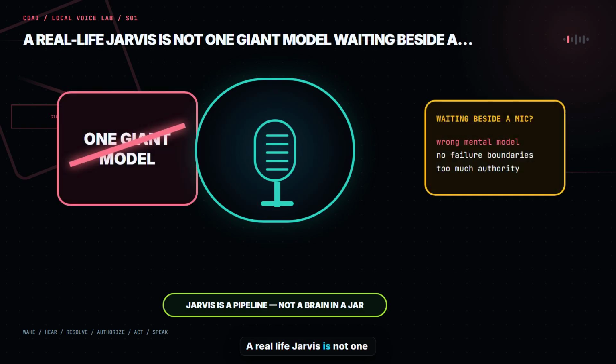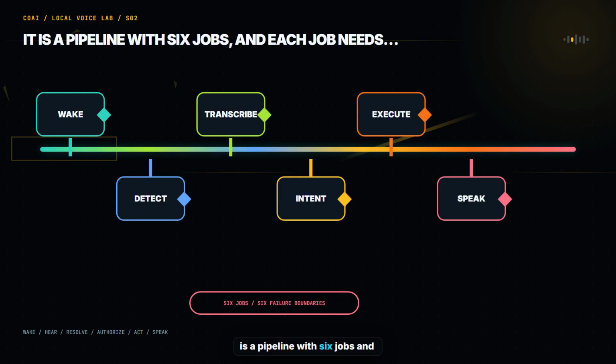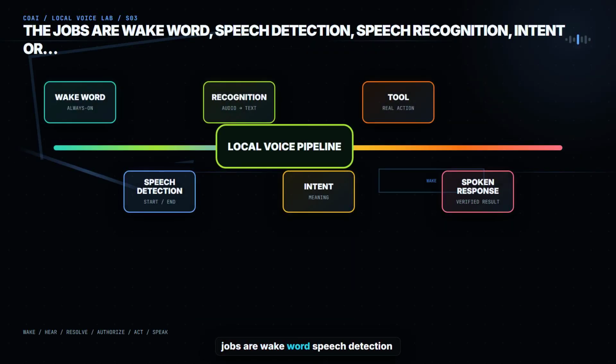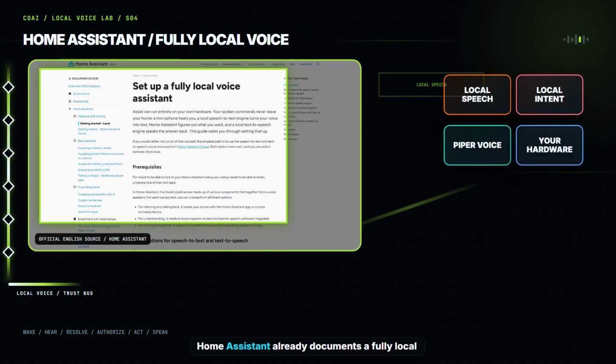A real-life Jarvis is not one giant model waiting beside a microphone. It is a pipeline with 6 jobs, and each job needs a failure boundary. The jobs are WakeWord, speech detection, speech recognition, intent or reasoning, tool execution, and spoken response. Home Assistant already documents a fully local version of this architecture.